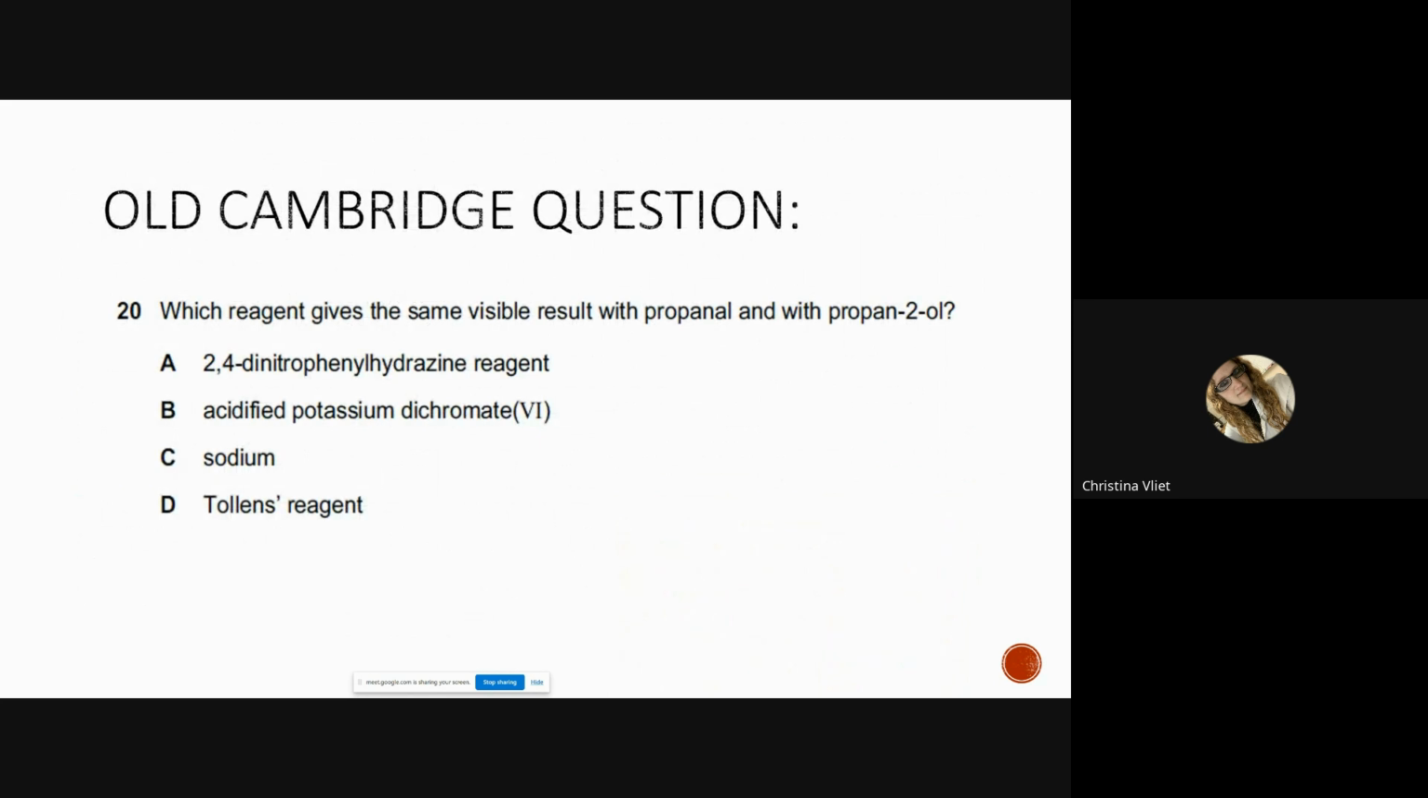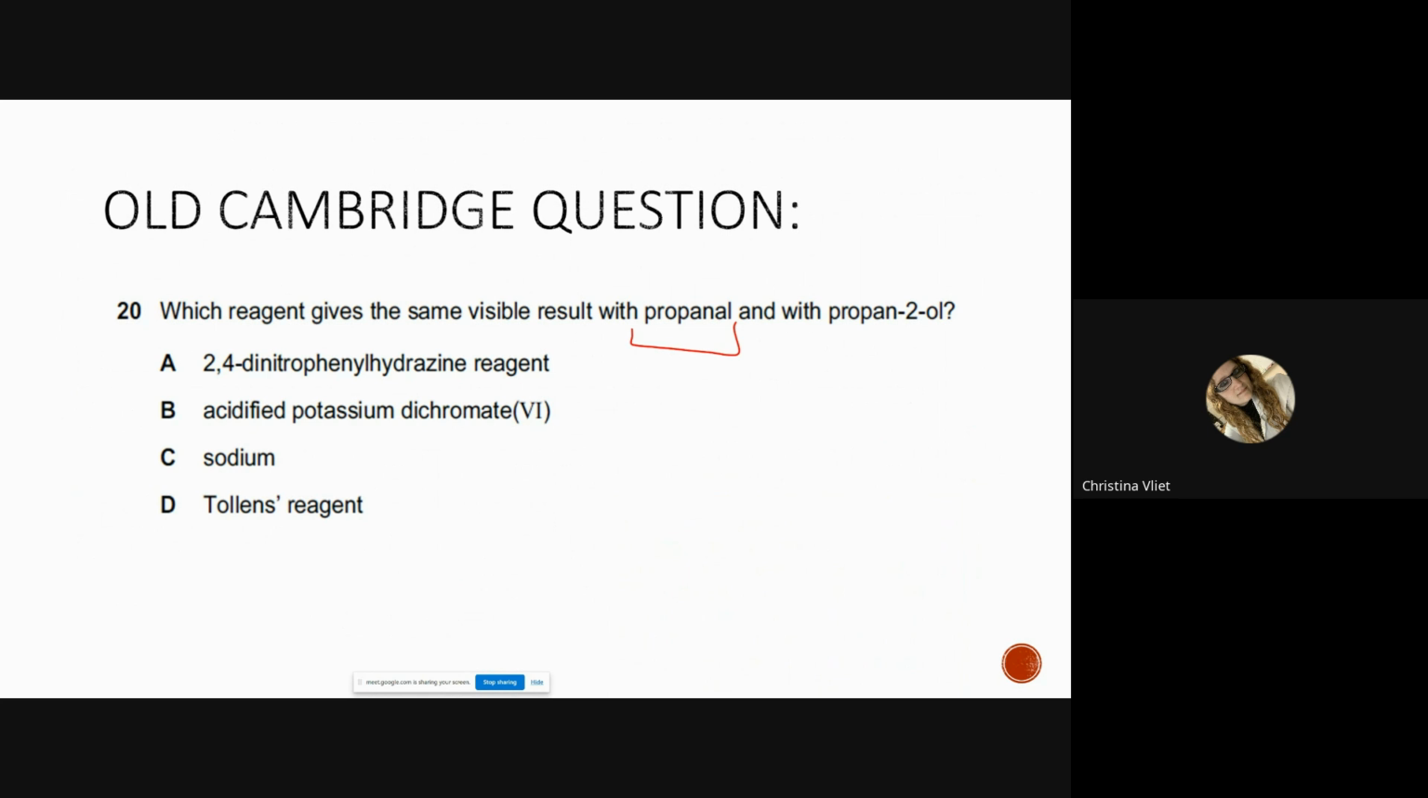Which reagent, and it's not what you think it is, which reagent gives the same results with propanol and propan-2-ol? So first of all, we haven't learned tolerance yet. How can that be the answer? I think it's A, and if it can't be A, it has to be the other thing that you mentioned at the beginning. No. Logic.